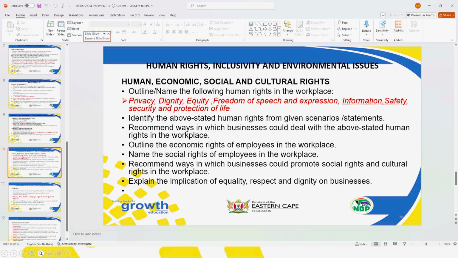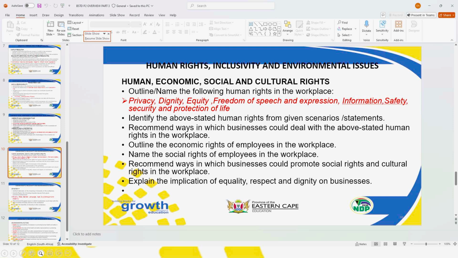With this one of safety, security, and protection of life, it has to be like that. You can't say the right to safety as a human right. It has to be safety, security, and protection of life. You must be able to identify those from given scenarios and also recommend ways how to deal with them. So that is how you go about the human rights.